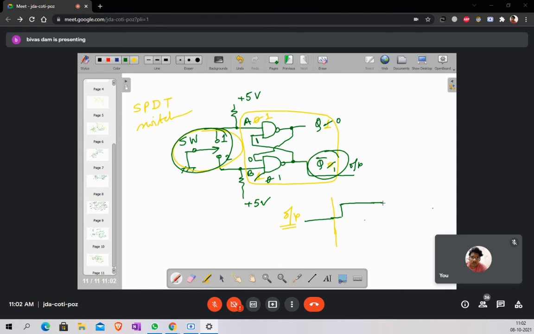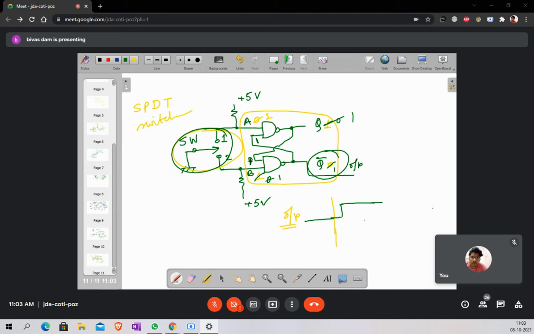When the switch first reaches position number 1, what happens to A? 0. As A is 0, Q cannot remain 0. What will happen to Q? Q will become 1. That 1 will come here.